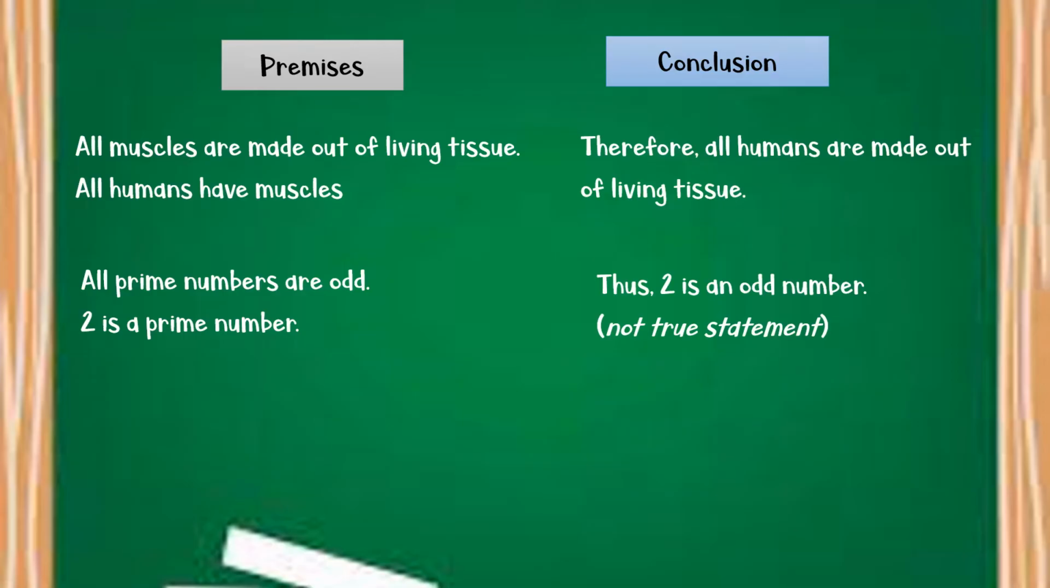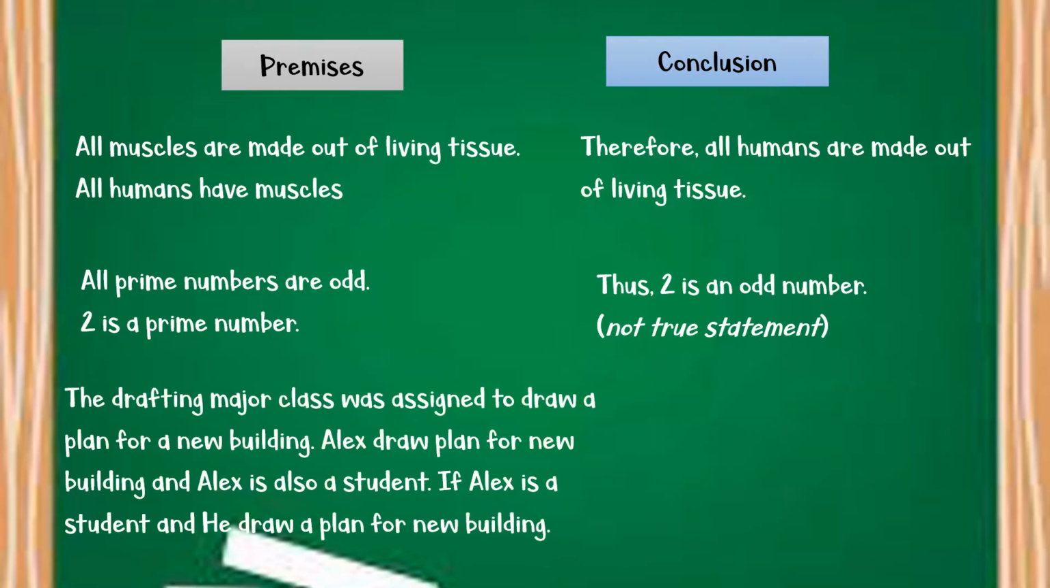The next example, the drafting major class was assigned to draw a plan for a new building. Alex draws a plan for a new building, and Alex is also a student. If Alex is a student and he draws the plan for a building, then the conclusion is, Alex is a drafting major. So as you can see in these examples, all start with the general premises or general statement. Then the conclusions are specific statements.